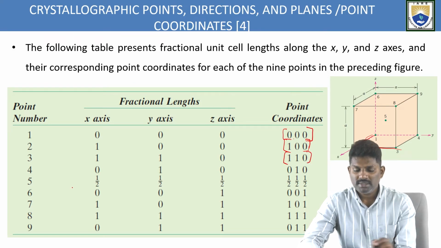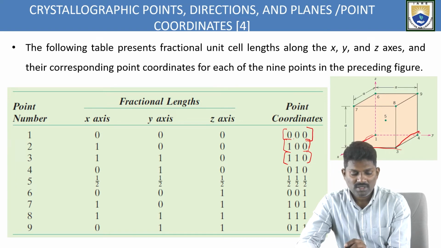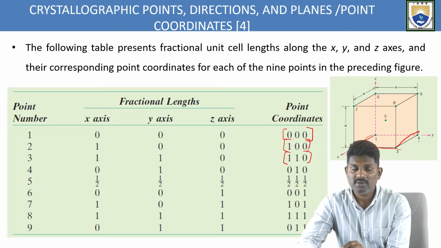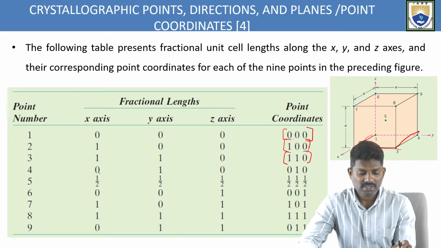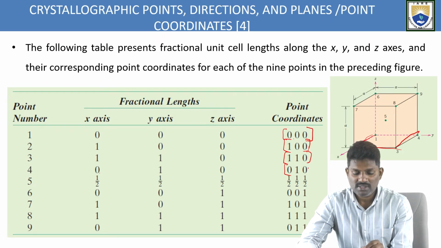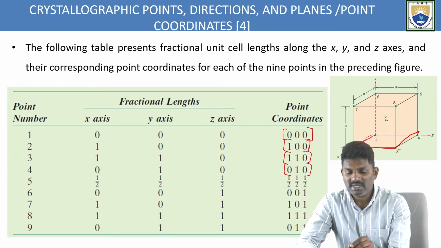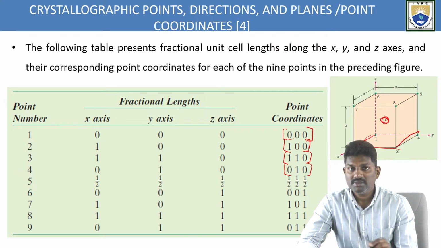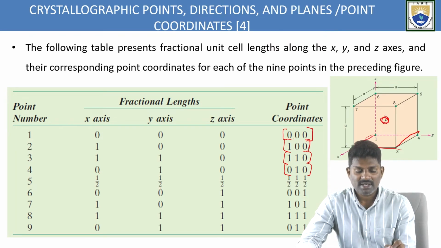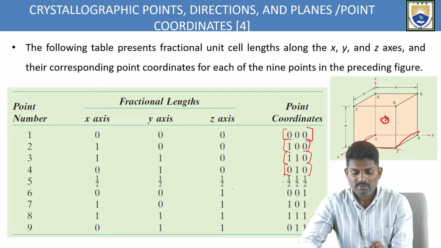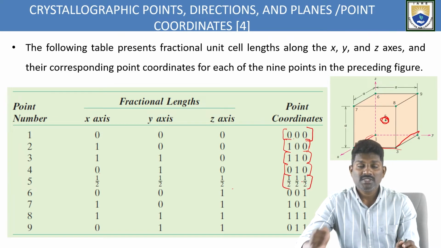Coming to the fourth point. What distances do you have? Along the x direction, you don't have any distance, so it is 0. Along y, you have 1. Along z is 0. So that's why it is 0, 1, 0. Now the fifth point is exactly at the midpoint. So along the x direction half, the y direction half, the z direction half. So 1 by 2, 1 by 2, 1 by 2. This is how you have to represent it.